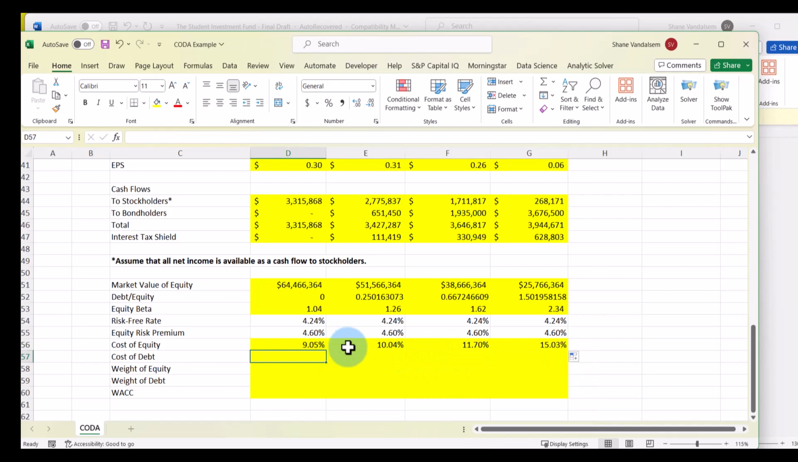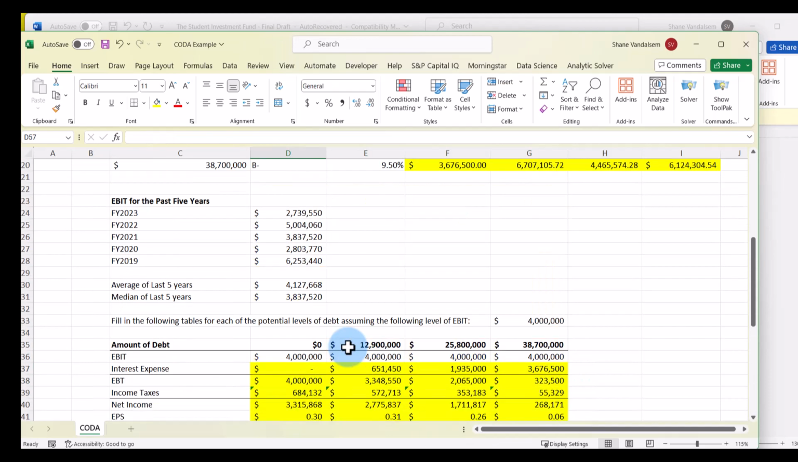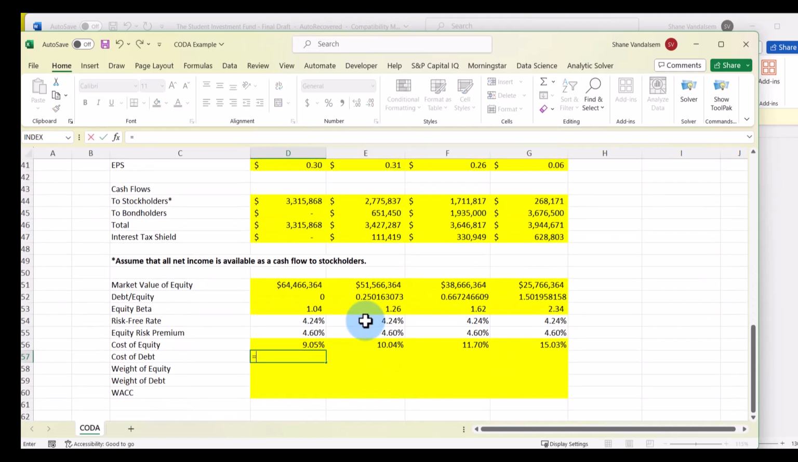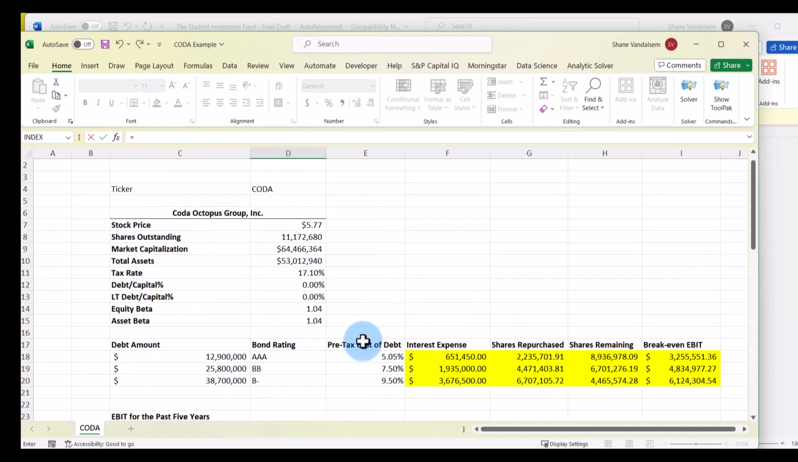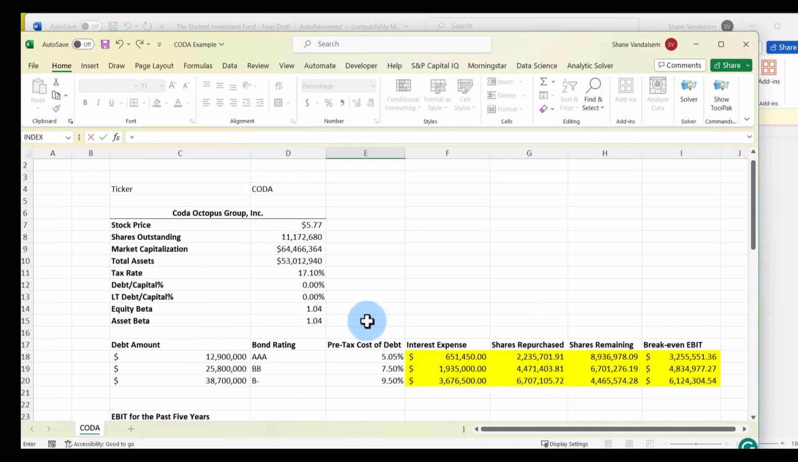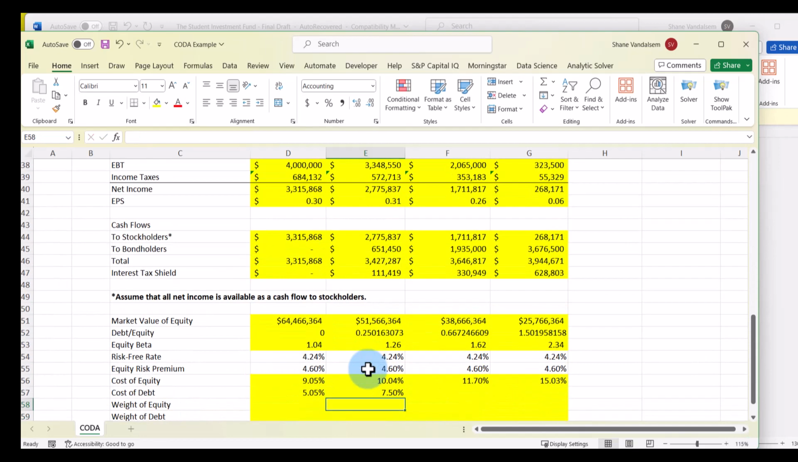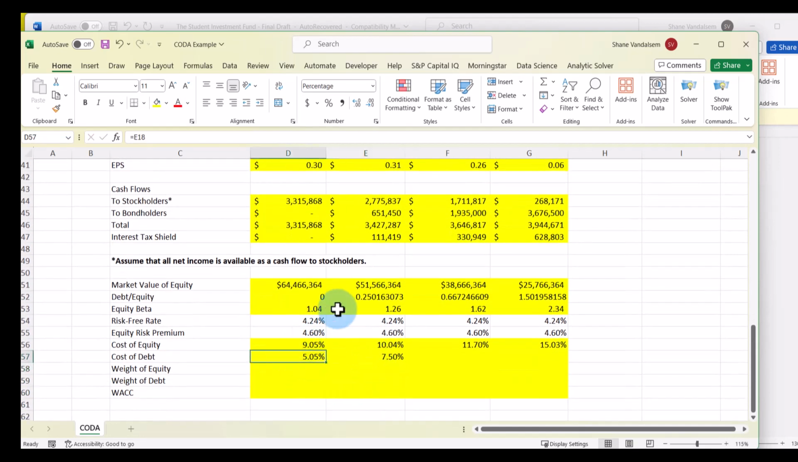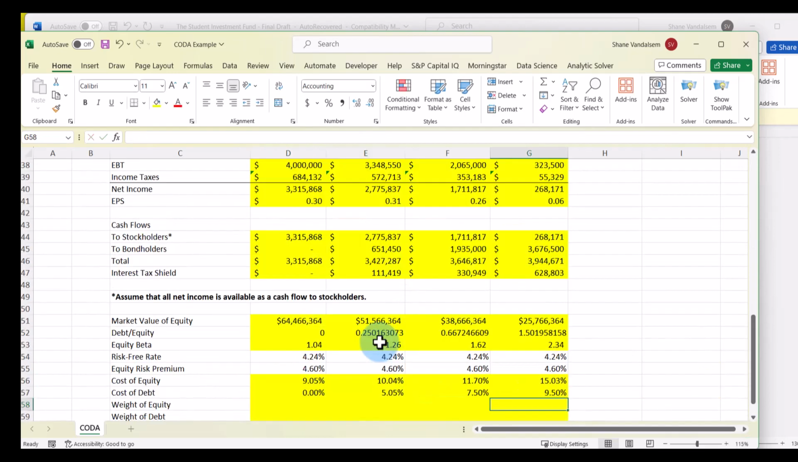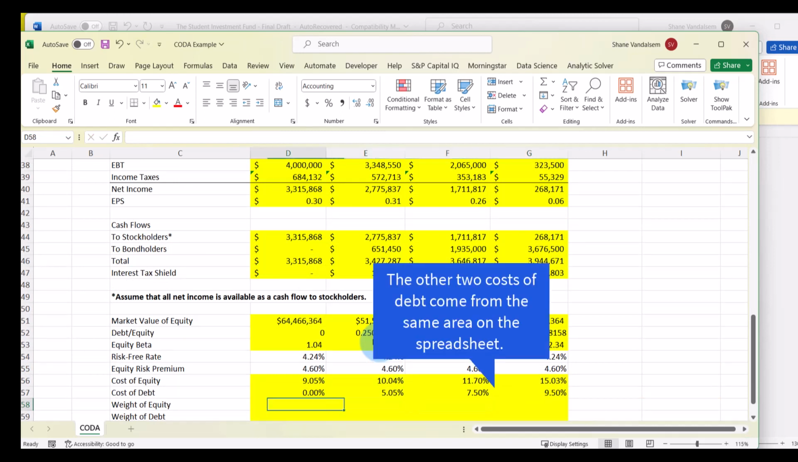The cost of debt is just that interest rate that we have up here, the pre-tax cost of debt. And in this case, that's a given. So what firms may do is, oh, I apologize. For the first one, it should be 0. For the second one, it's going to be the 5.05. So those are the different costs of debt for the firm.